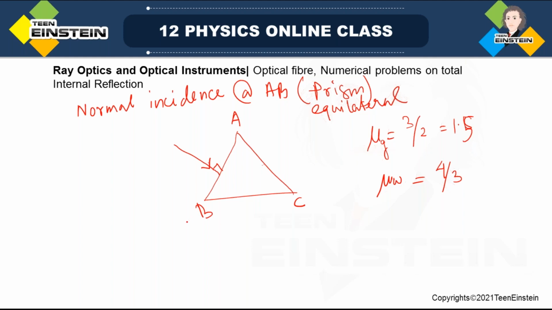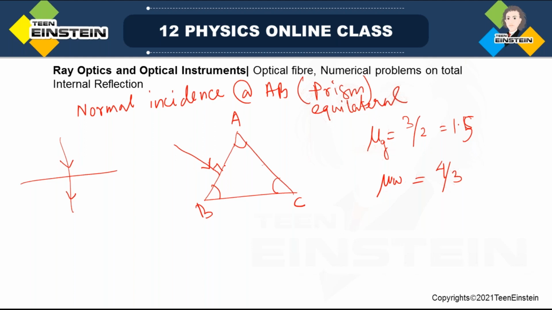So how to solve this? First of all, you have to know that an equilateral triangle has each angle 60 degree, this is 60 degree, this is also 60. And when this ray is normal to AB, there will be no refraction. It will pass through. For the case of normal incidence, it will pass through.